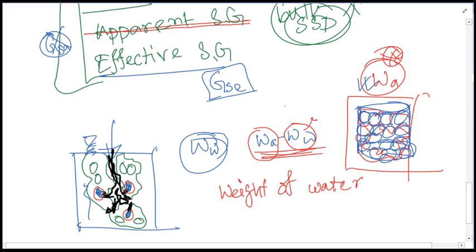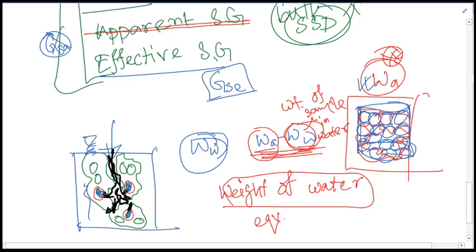So this is actually the weight of the sample in water, this one, WW. When we deduct this, because it removes the solid volume of aggregate, what remains is this. The weight it loses will be equal to the weight of the equal volume of water. That's why, if I deduct the reduced weight WW from the air weight, you will get the weight of water of equivalent volume.